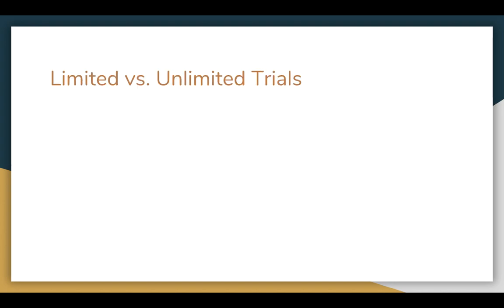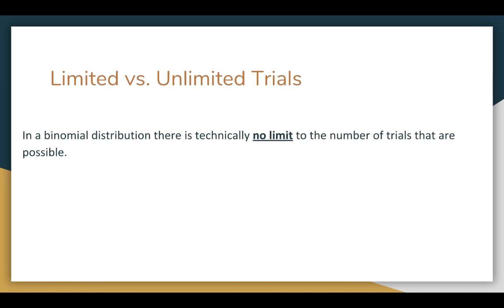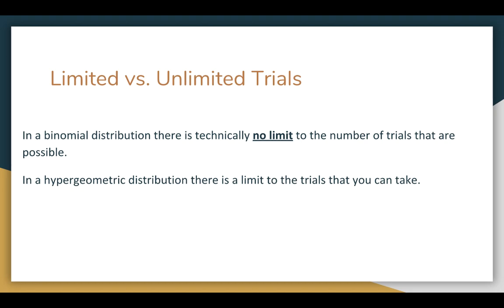Picking committee people. The other thing you can look at is limited versus unlimited trials. So technically, in binomial, because the probability always stays the same, you could choose the sample size that you're choosing. Like we had some examples here, like the 30 car accidents. You could have done that as 100 car accidents. There's no real limit to the trials possible. In hypergeometric, there's a limit. So you have a population you're drawing from. You can't take more than that. So if you only had a population of 30 people, the most you can take is 30.